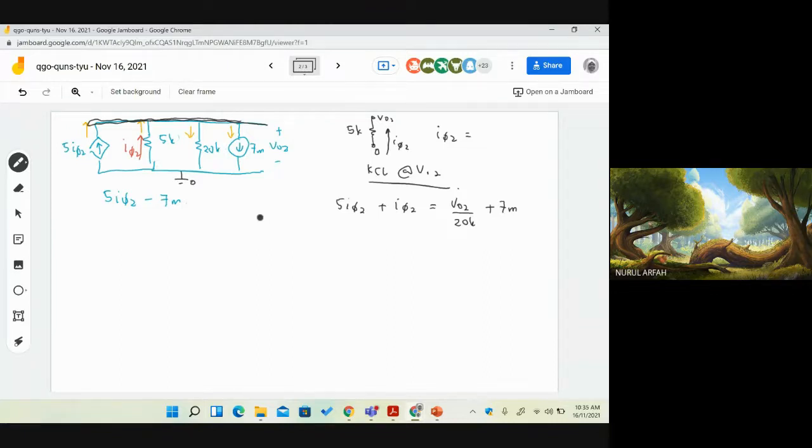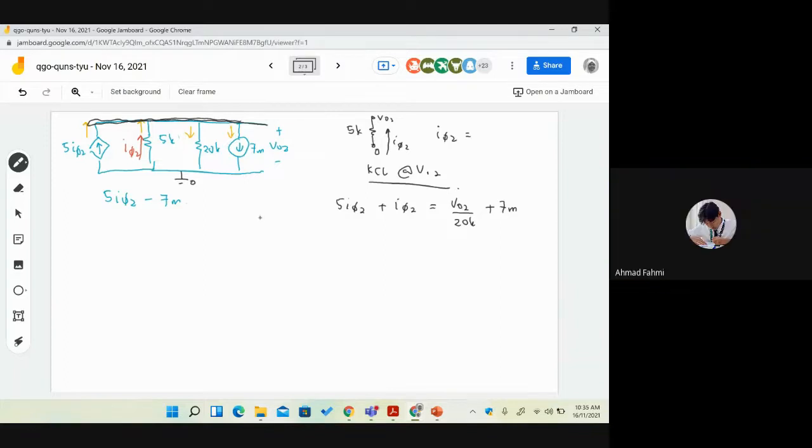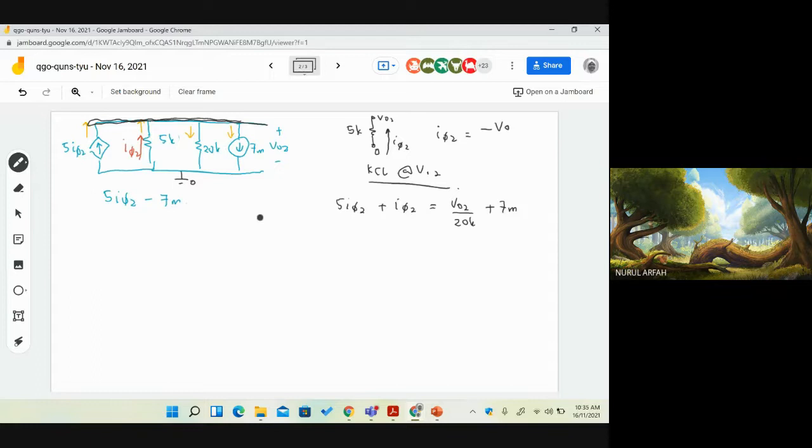Okay, what is I52? Negative V02 over 5K. Okay, bagus. How do you get that? 0 minus V02 divided by 5k, yes. Okay, now you can simplify this one. Negative V02 over 5k is equal to V02 over 20k plus 7 milli.